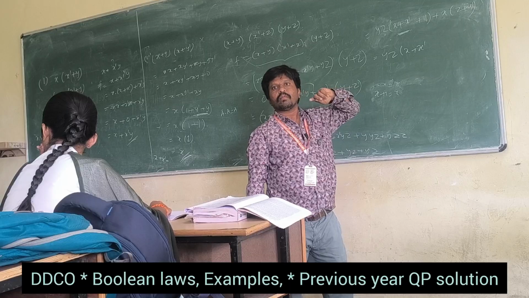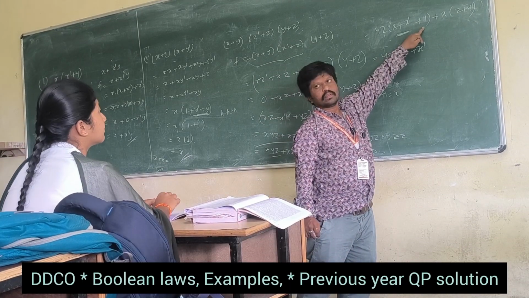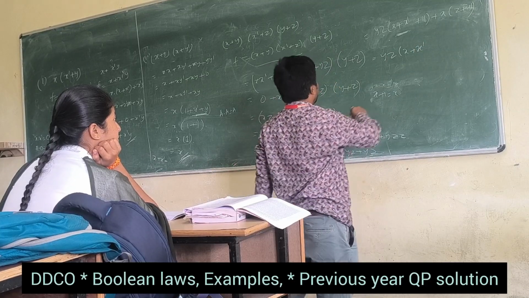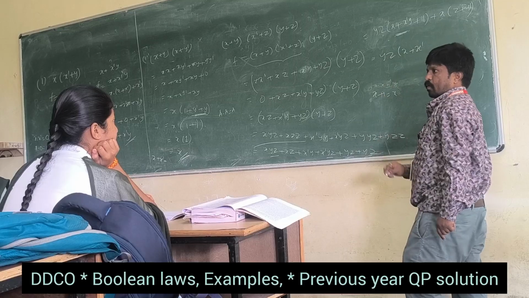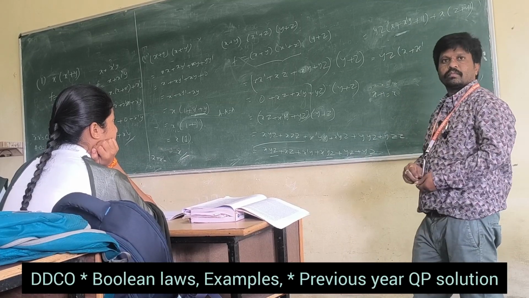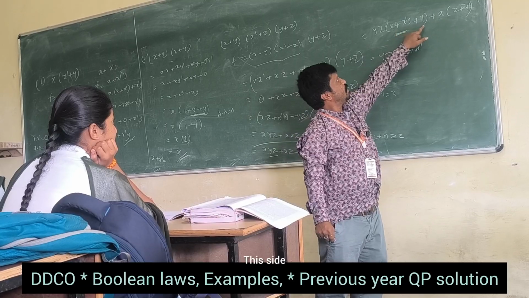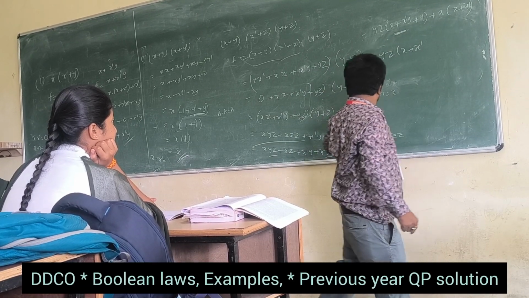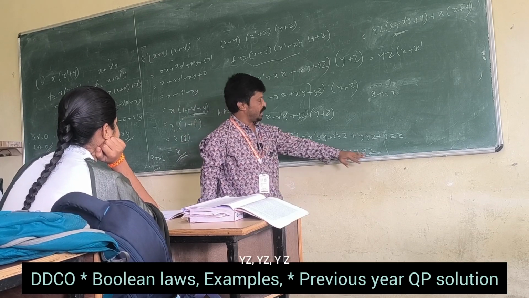One more is there? Where? Which one? Here? Yz? This side? X plus xz is there. Yz is common here. Yz, 3 z's are there.